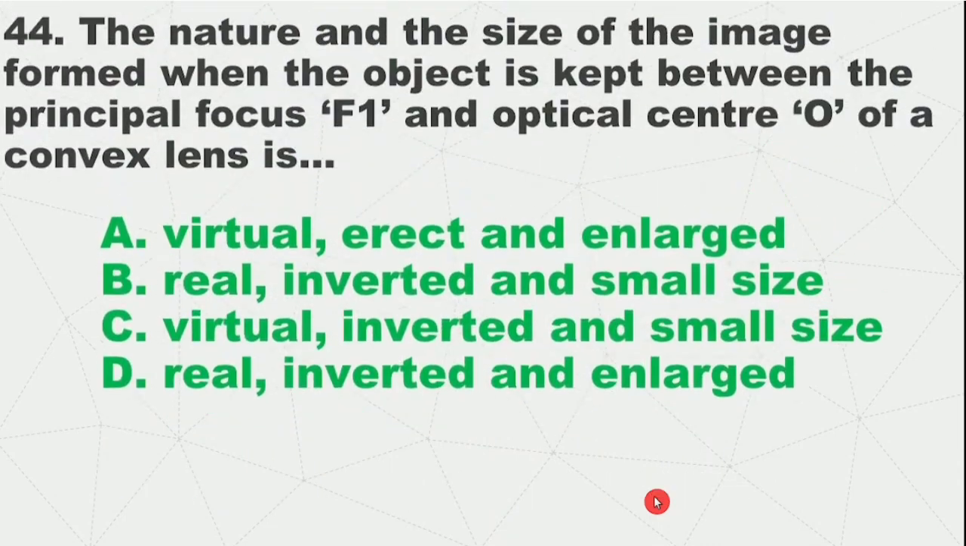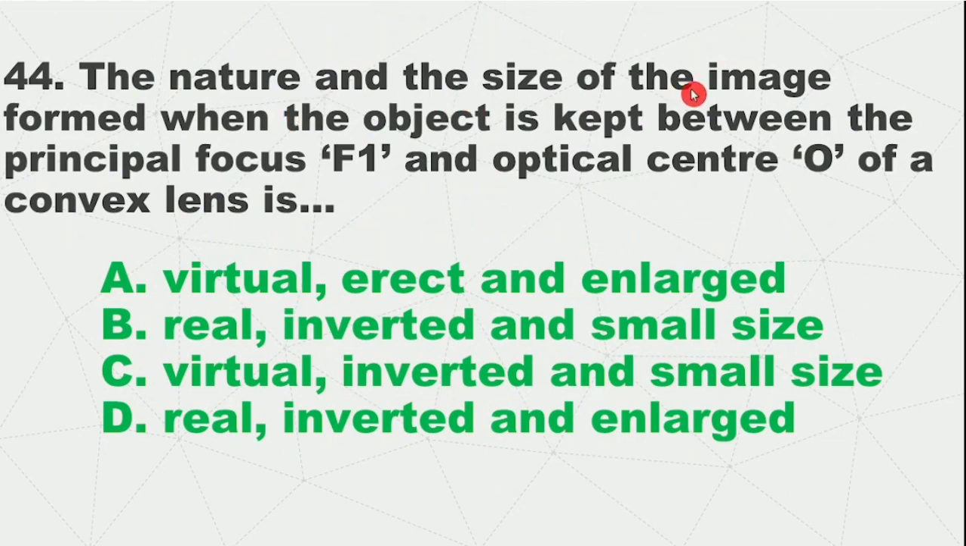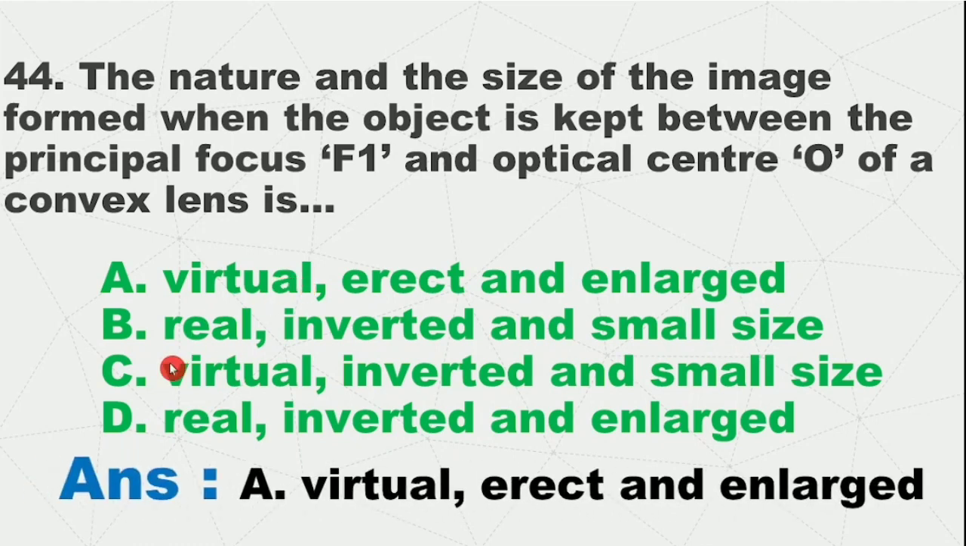Question number 44. The nature and the size of the image formed when the object is kept between the principal focus f1 and optical center O of a concave lens. So they have given 4 options. We know that in the light chapter, we have to learn the ray diagram and we should know the size and nature of the image. When the object is kept at the optical center, or between the focal length and center, or beyond f, we have different nature and size of the image.